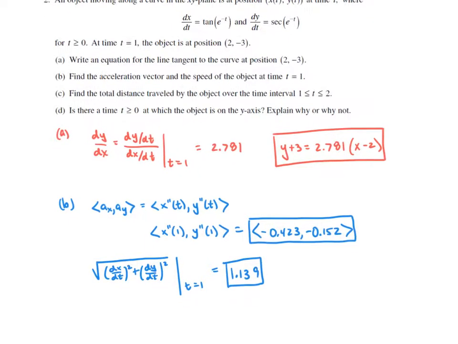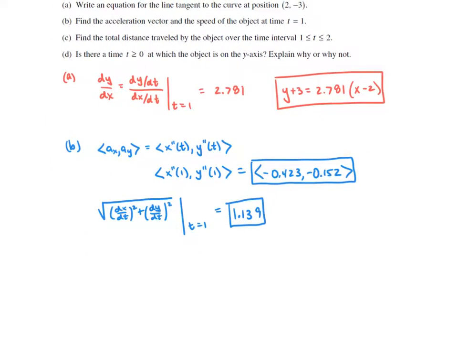Part C says find the distance traveled by the object over the interval 1 to 2. Another formula you need to know: this is the integral from 1 to 2 of the speed, so it's the square root of (dx/dt) squared plus (dy/dt) squared, and we have the operator dt. When you type it in, it's math 9 this time, and you get 1.059. I'm hoping that so far so good, and that for parts A, B, and C, with the formulas memorized, the process is pretty straightforward.